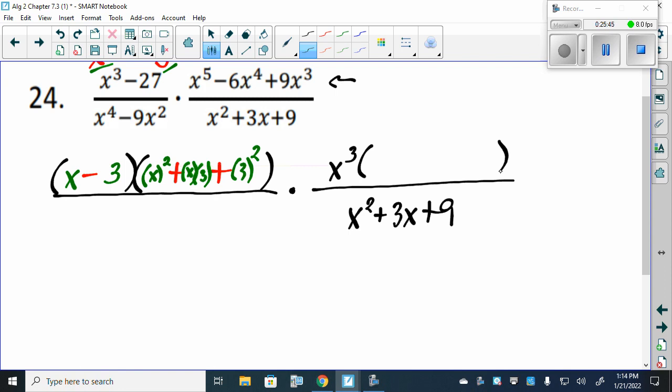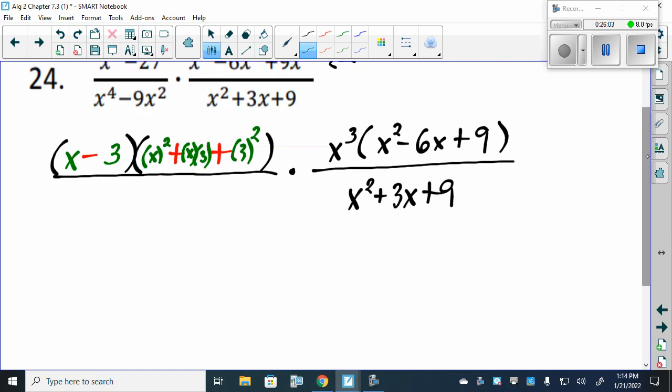X squared minus 6x plus 9. Because if we factor the x cubed out, we're left with x squared minus 6x plus 9. Now in the denominator, we have x to the fourth minus 9x squared. Well, there is a greatest common factor of x squared, which would leave us with x squared minus 9.